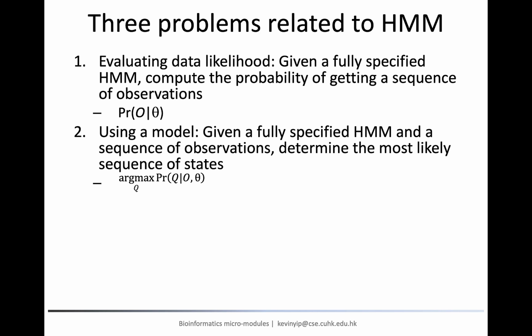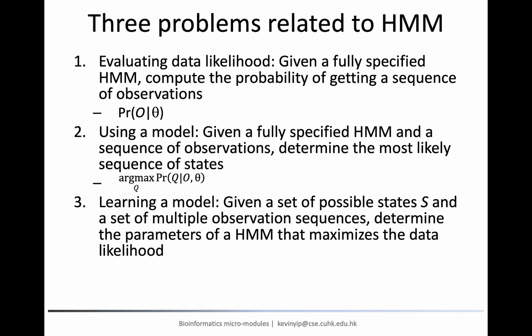In the first and second problems we just discussed, we assume that the values of the parameters of the hidden Markov model are given. How do we actually have these values in the first place? This is in fact the third problem, which is related to learning the values of the model parameters given some examples.